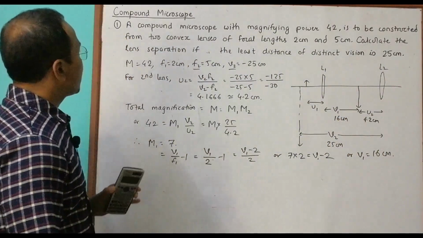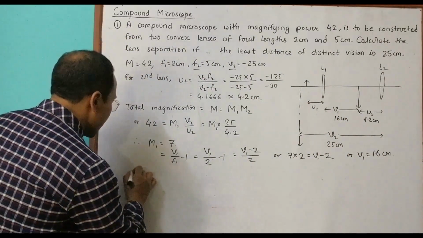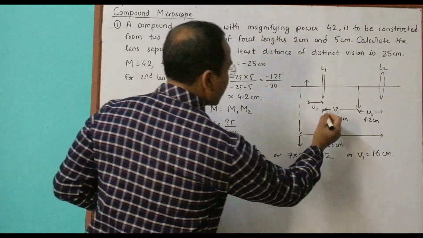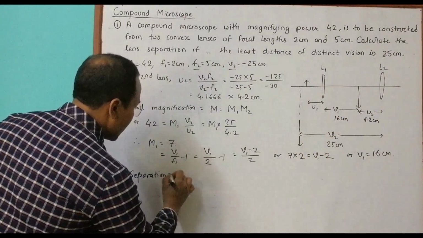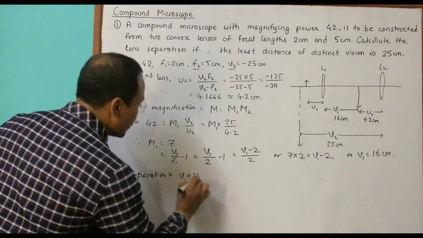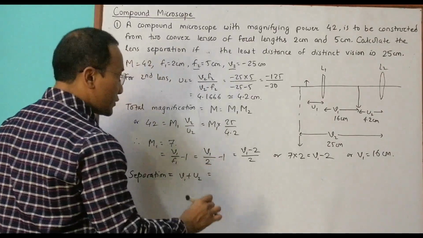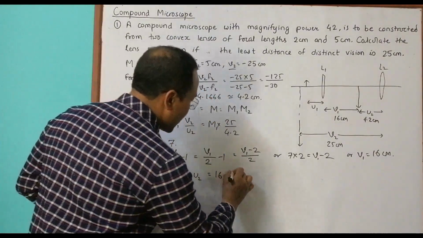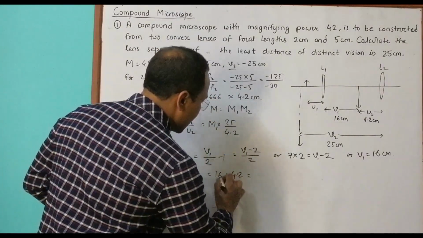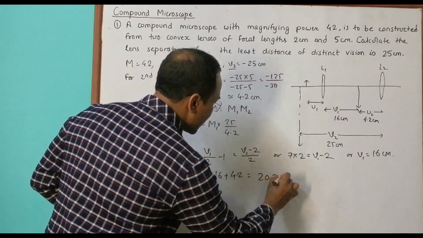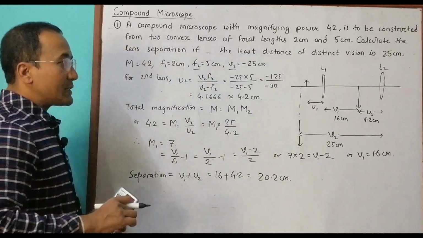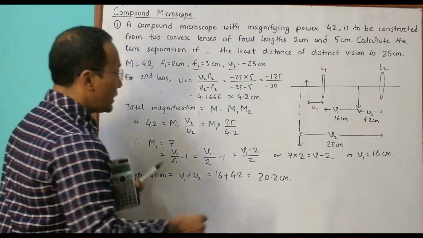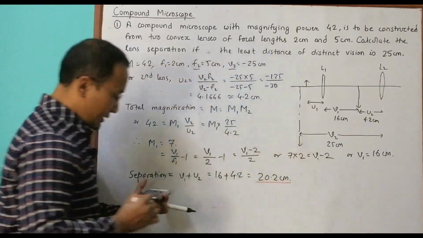Now what I define is the separation of the lenses. As you can see from here to here, the separation of the lenses should be the magnitude of V1 plus U2. That is equal to V1 which is 16 plus U2 which is 4.2, which gives me 16 plus 4.2, so it is 20.2 centimeter. So the lenses are separated by a distance of 20.2 centimeter from all our calculations. This is the answer.